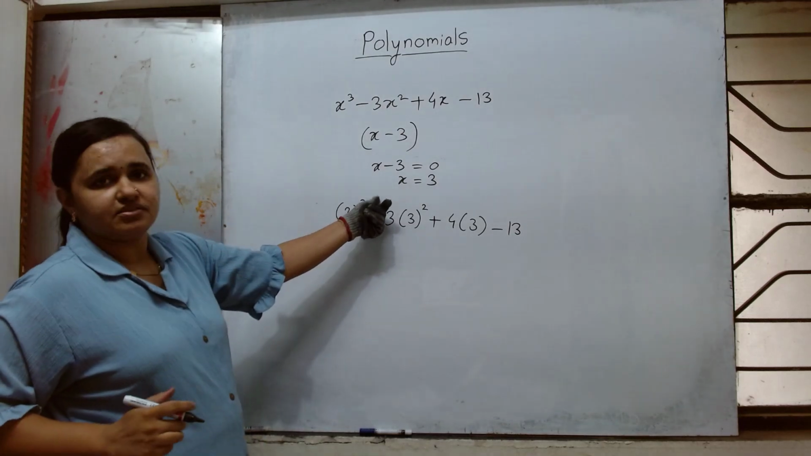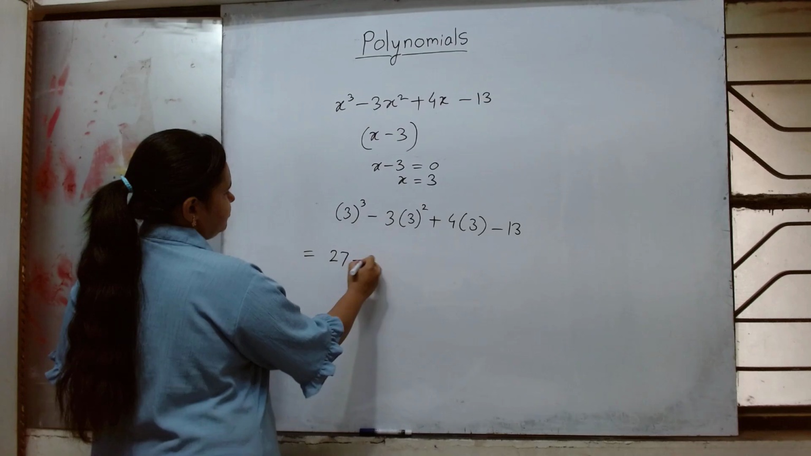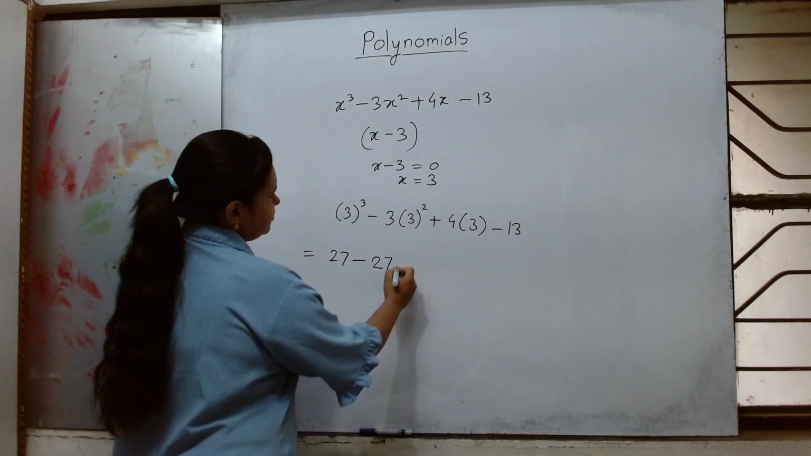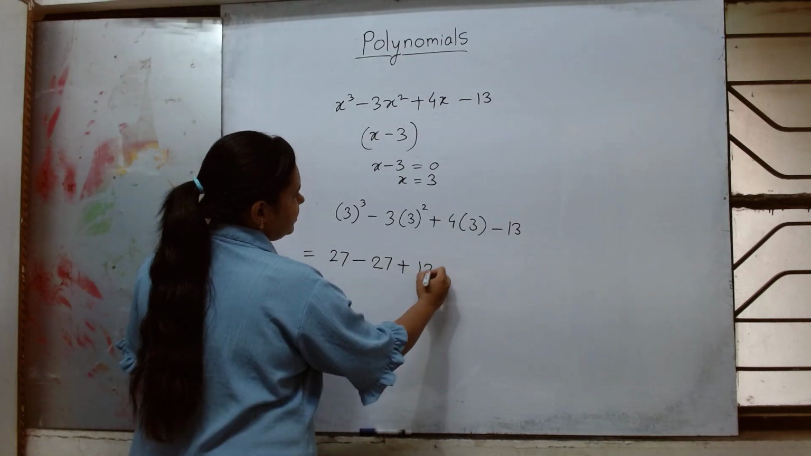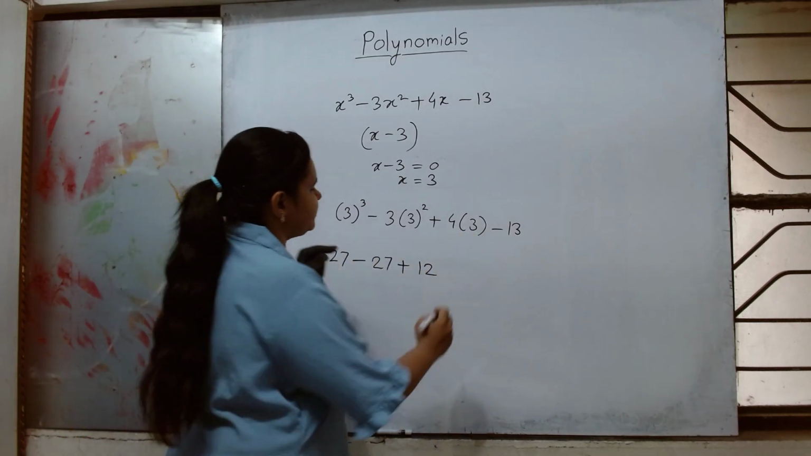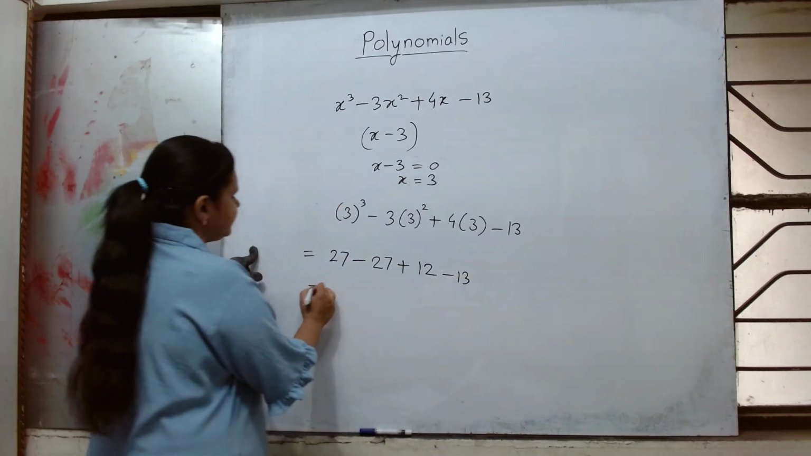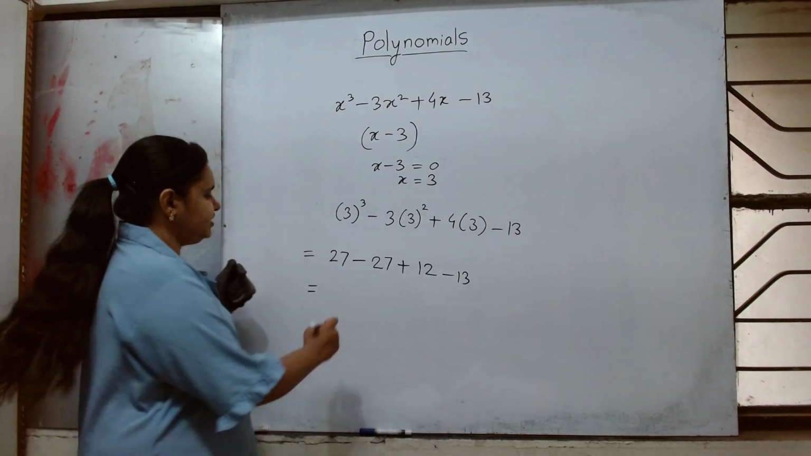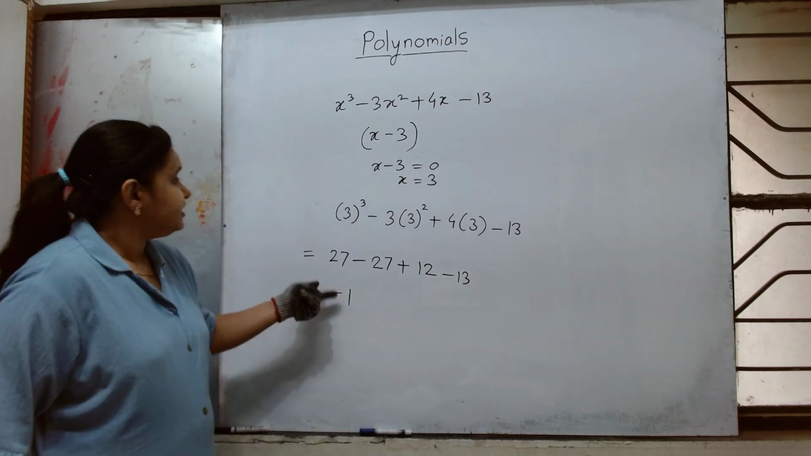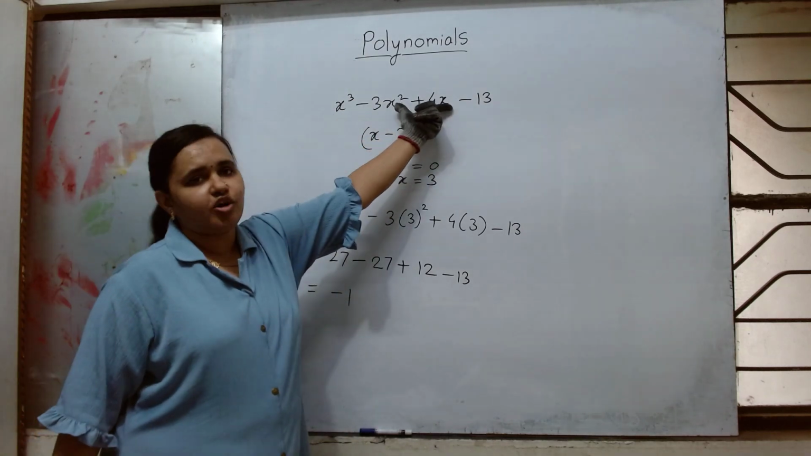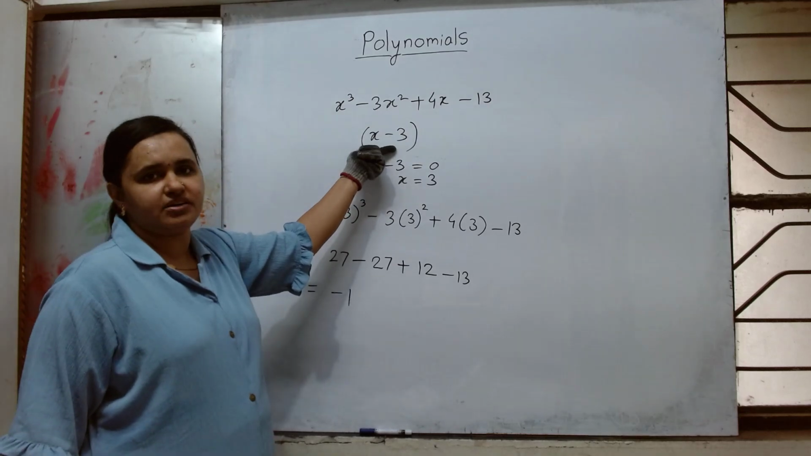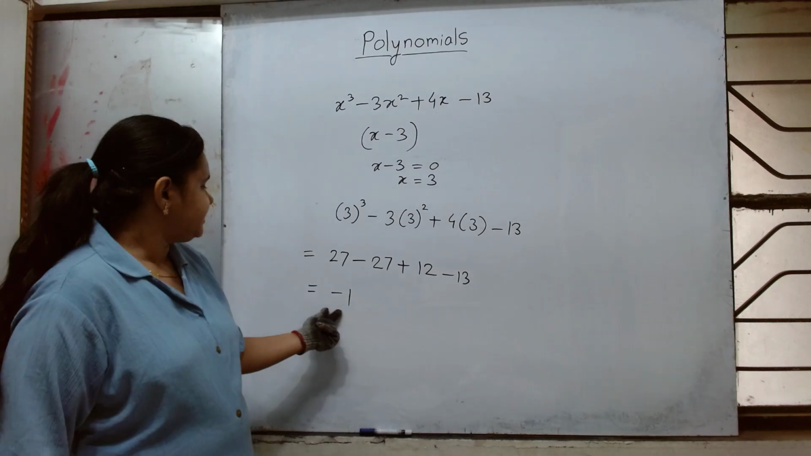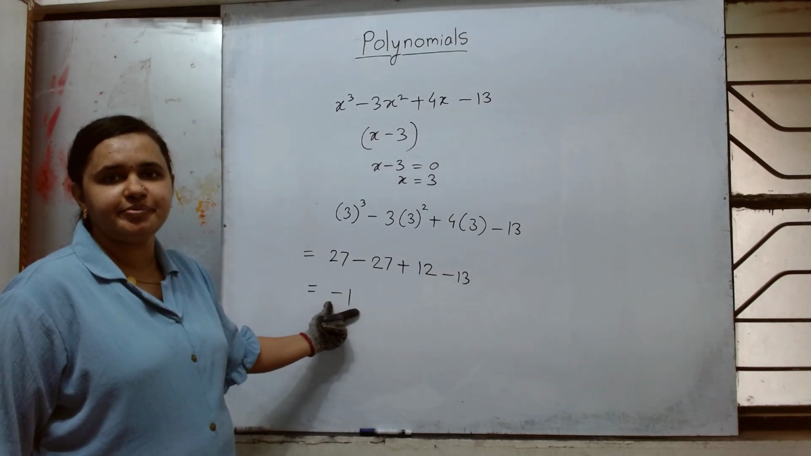3 cube is 27 minus 3 square is 9, 9 3s are 27, plus 4 3s are 12 minus 13. So 27 minus 27 will be 0, plus 12 minus 13 will be minus 1. If this polynomial is exactly divisible by x minus 3, then by remainder theorem it should be 0. But it is minus 1. So what should be added?